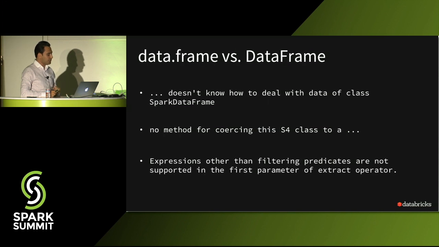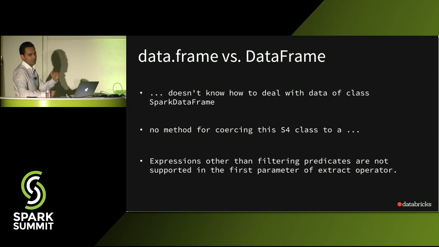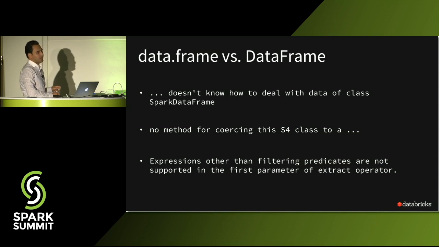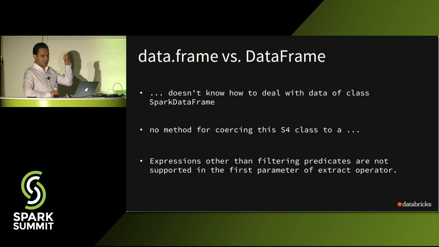Now, more specifically, these are some of the places where the SparkR API is easy to cause errors. Or we've seen people confused about these things, resulting in errors. First one is data.frame versus Spark data frame. The first one is data.frame, and that's R's native data frame object. The second one is Spark's data frame.